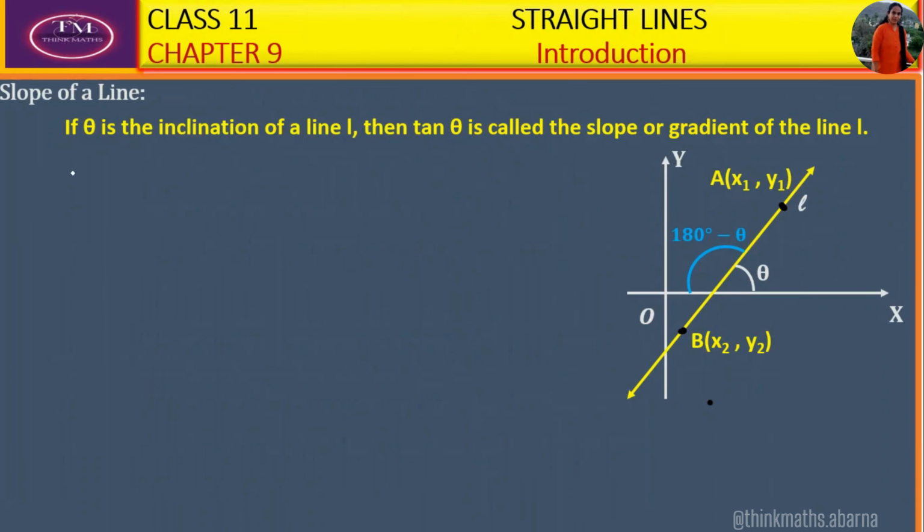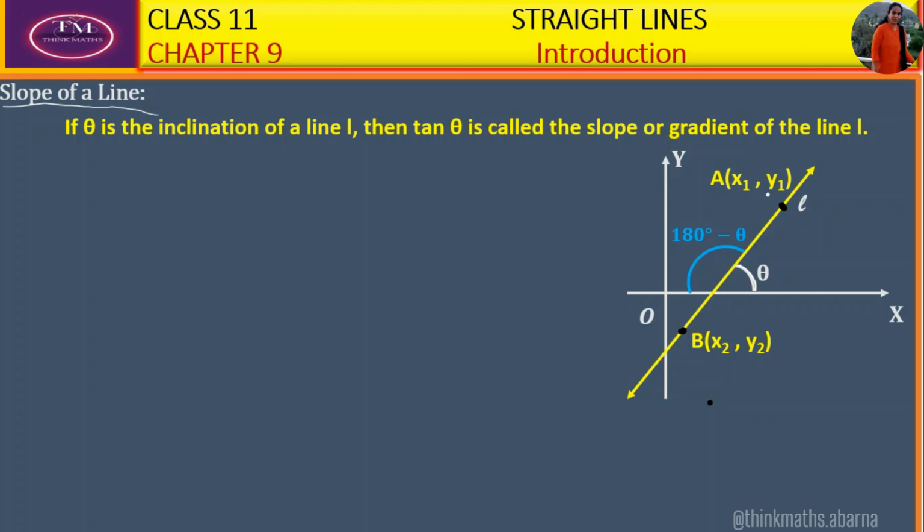Yes. So now we are moving to the topic slope of a line. That is how a line is inclined. This is the inclination: how this line is inclined to the x-axis. So now we have the x-axis and y-axis. This line is inclined to the x-axis with the angle theta. As this is a straight line, the remaining angle will be 180 minus theta, and you have 2 points A and B on this line here.